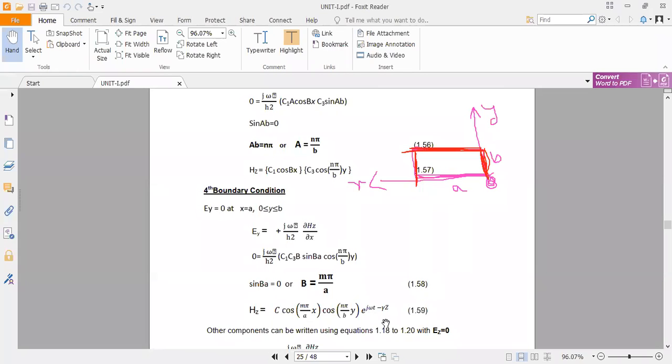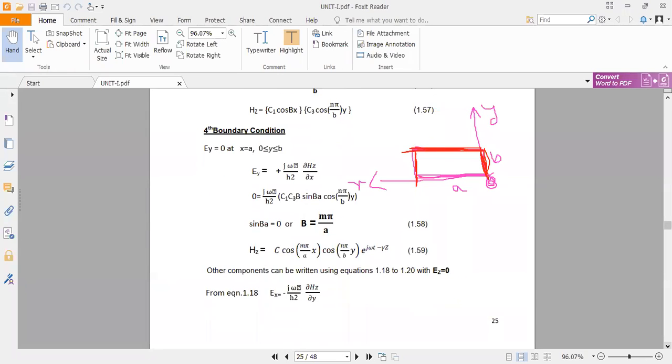Whatever steps we followed for TM, that's why I told you TM is the most important one. If you understand TM, TE is nothing. But the only thing you have to remember is that instead of taking EZ or HZ straight away, we are taking Ex and Ey. From Ex and Ey, we are doing the differentiations and deriving everything. So finally, we got the expression of Hz.